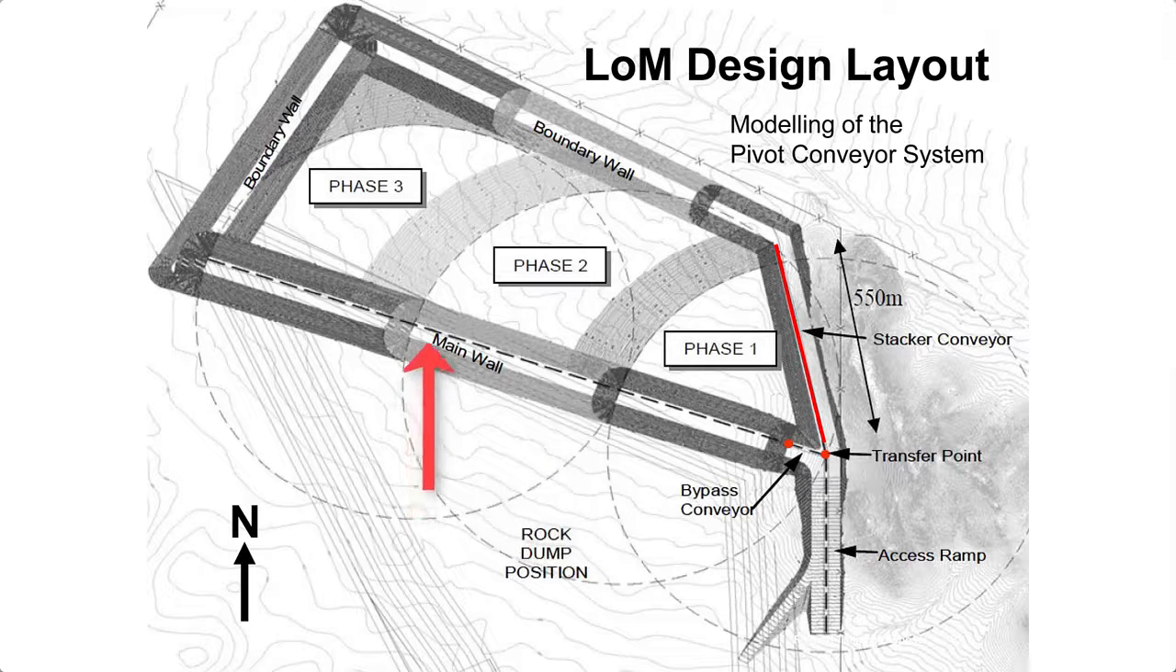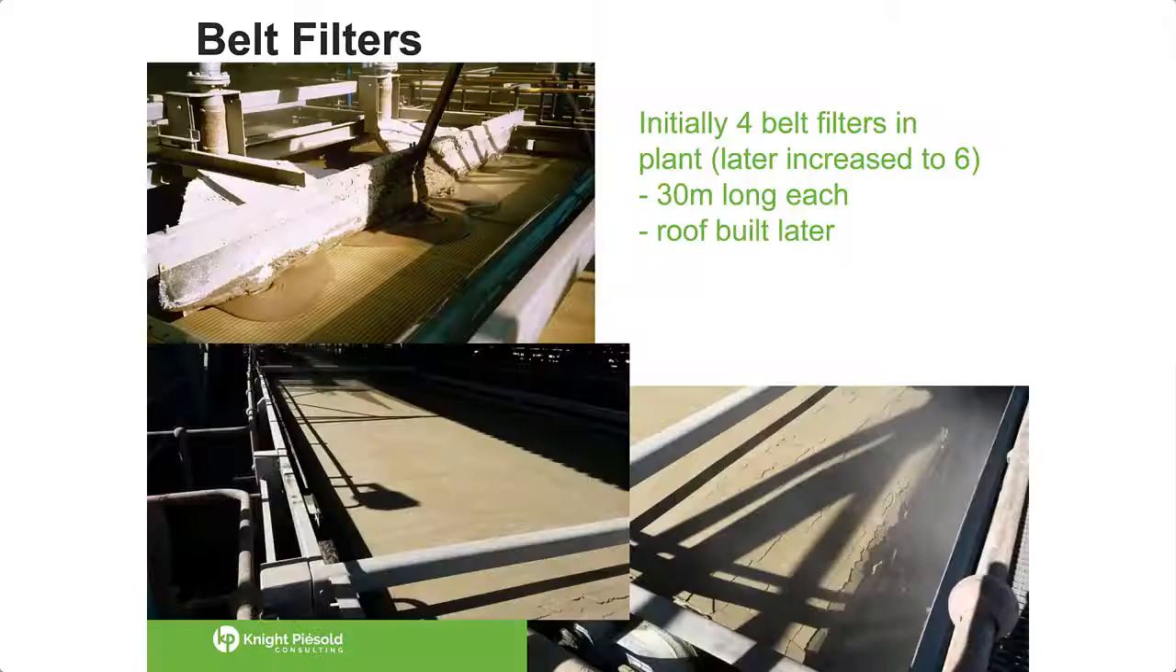And from there the second pivot would take place, and after that area has been filled, there would be a third pivot for this phase 3 area, and the boundary walls would be built with waste rock to keep it within that particular zone. So that was the concept at design, and it comprised a series of belt filters.